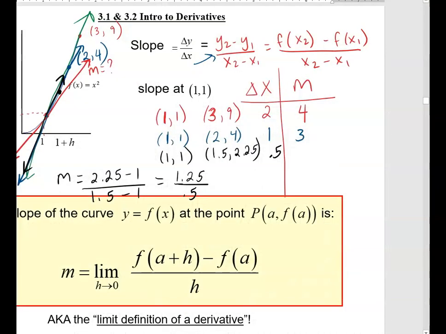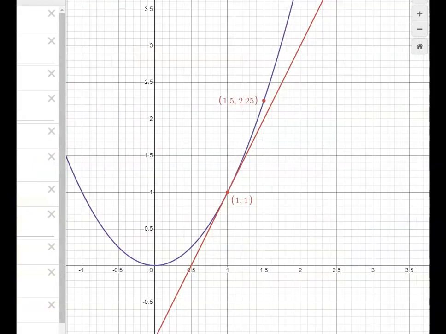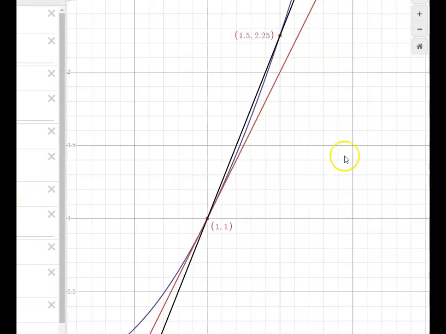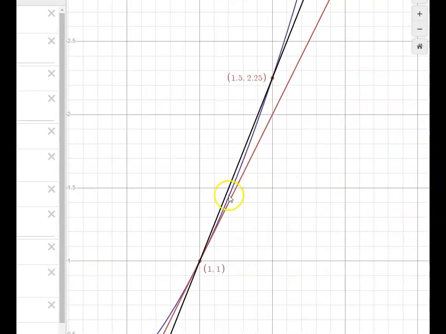2.5 for my slope. So let's go back and let's put this together and see what that looks like. There it is. So the line in black is the line for the function, or rather the line containing the points 1.5, 2.25, and 1, 1.